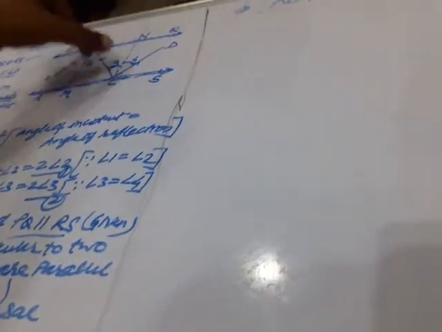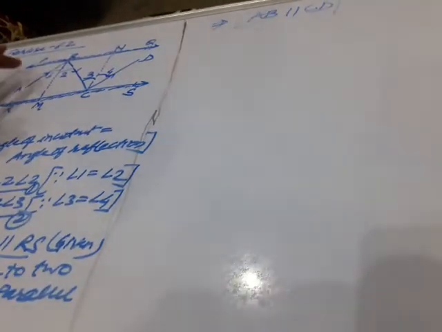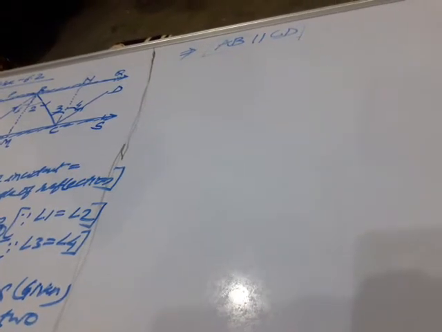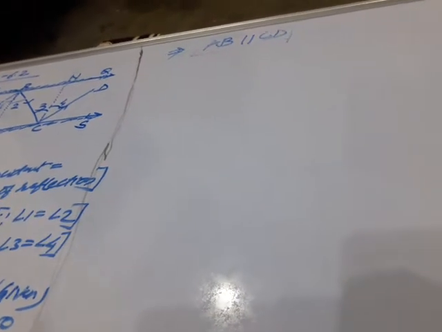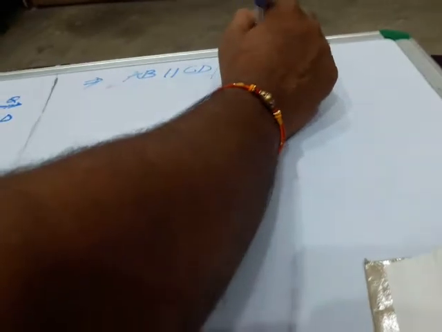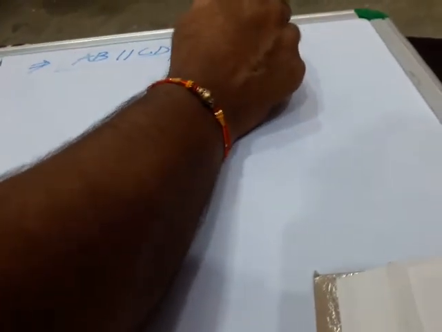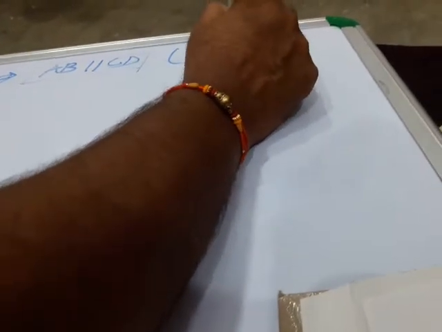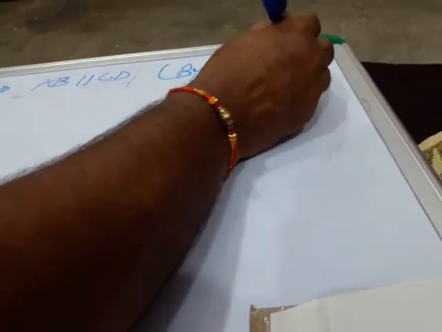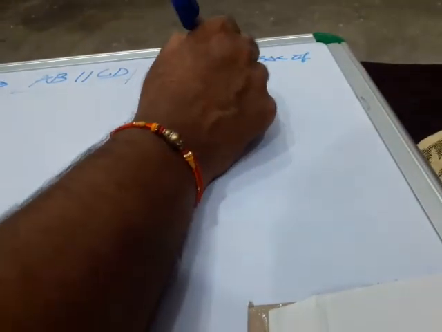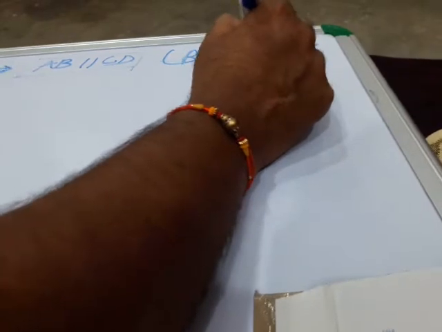Why? Here what we have proved: angle ABC and angle BCD are alternate interior angles, and they are equal also. Here what does it mean? It means that AB is parallel to CD by converse of alternate interior angles property.